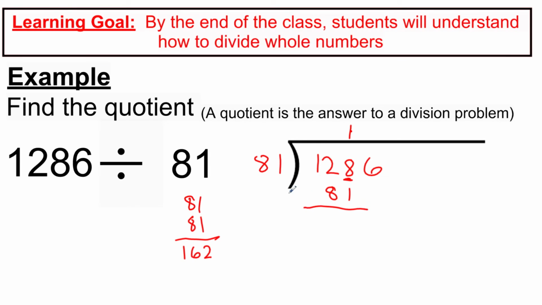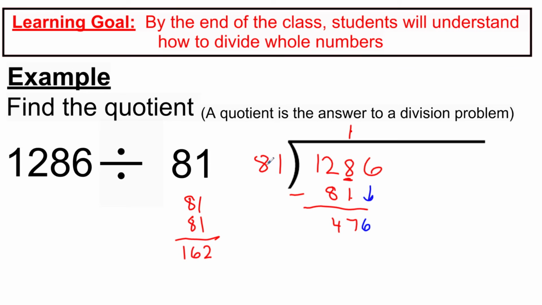Okay. So again, what I'm doing here is I'm subtracting. So I'm saying 8 minus 1 is 7. And then 12 minus 8 is 4. Or you can borrow if you want. But I have 47 items left over. And then I'm going to bring down the 6. So the 6 is going to come down and get tacked on the end.